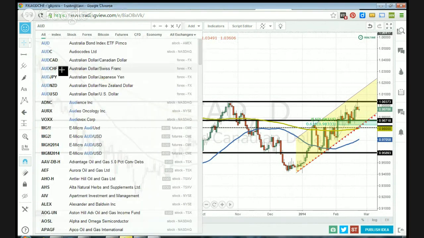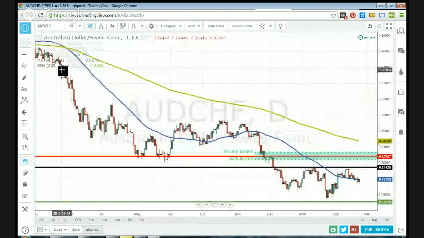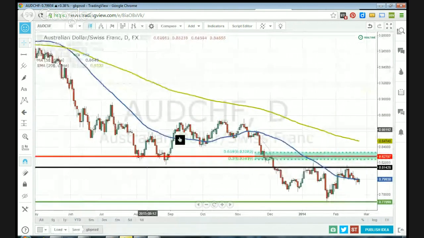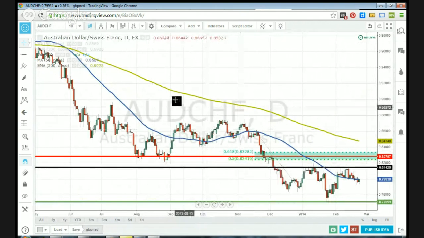Aussie Swiss, same as Euro Australian dollar. Yeah, and I still have an order on here to short from here. So we'll see if that gets filled or what.